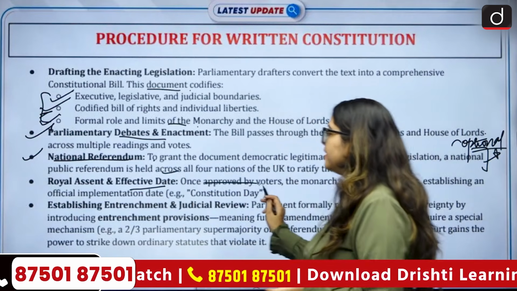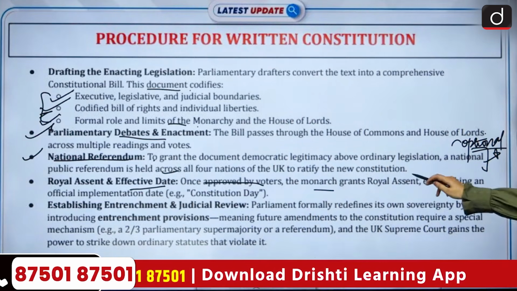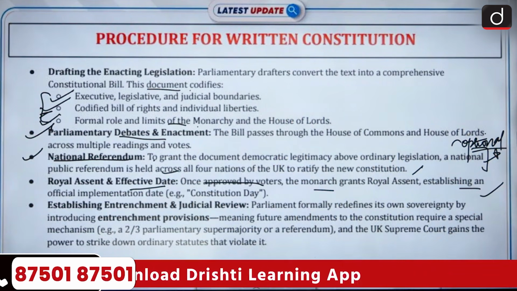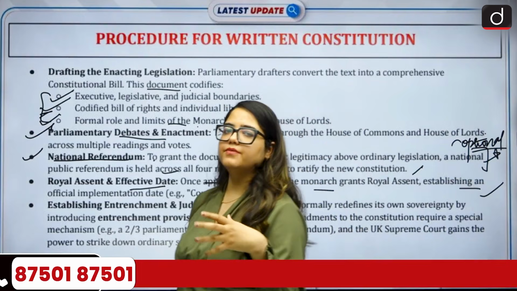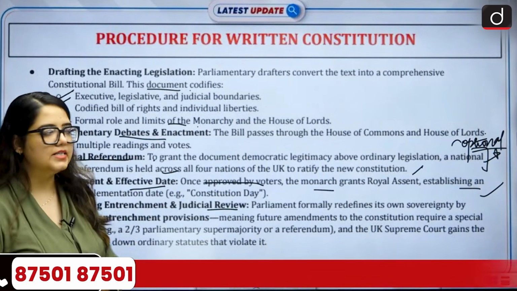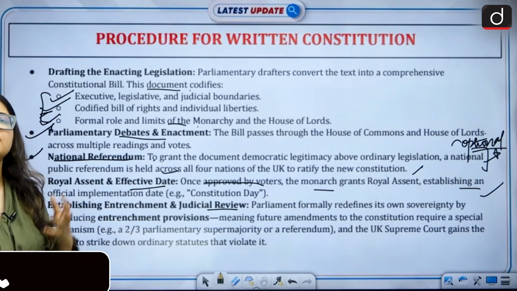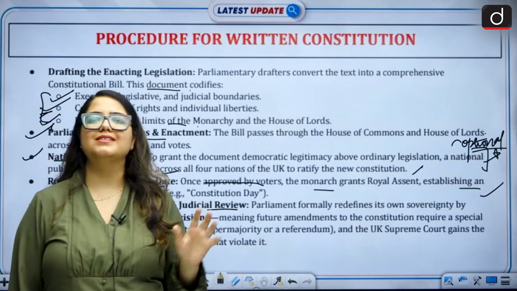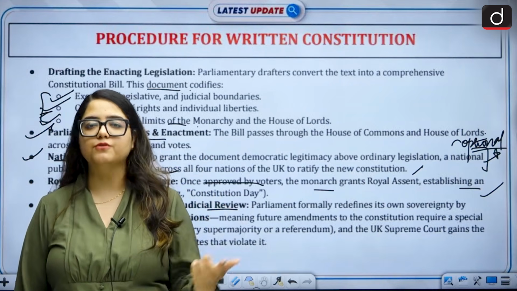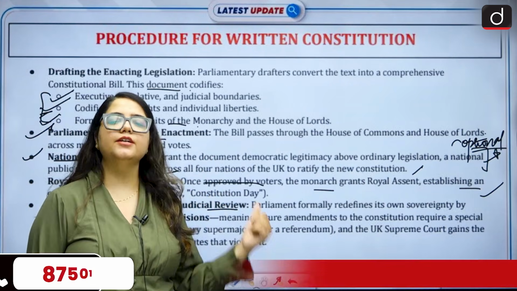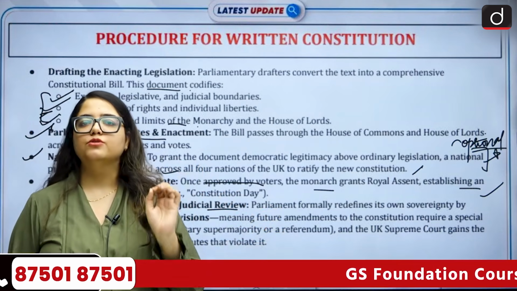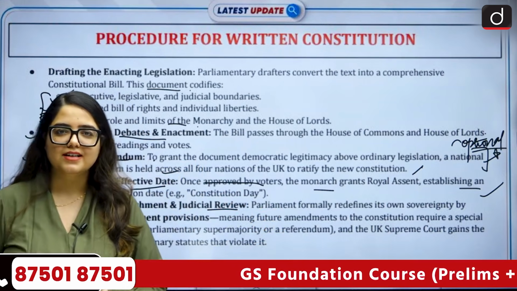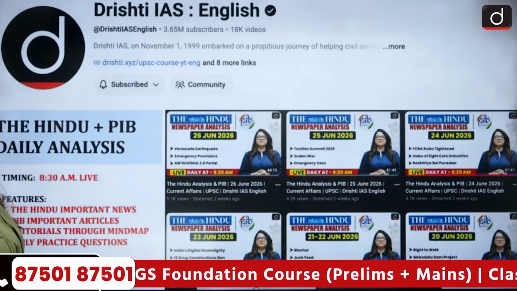Royal assent and effective date. Once approved by the voters, the monarch grants the royal assent and then they establish the official implementation date. That way they can establish entrenchment and judicial review also, and different majorities for every aspect, right? That is how they go about doing this. Parts of the procedure can differ slightly according to the internal systems and the kind of constitution they decide to adopt. But in case they do, this is the basic structure where they would have to undergo the entire procedure to establish a constitution. That is how it is done.